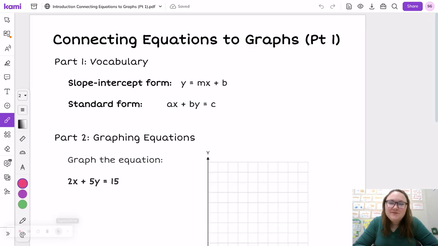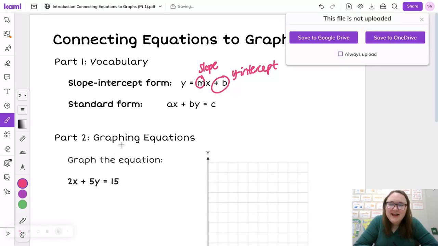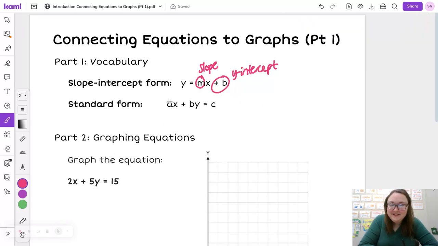In this lesson we're going to be talking about a different way you can graph some of the equations we've been looking at. First, some vocabulary. This first one we're already familiar with. It's slope-intercept form. In slope-intercept form we have learned it looks like y equals mx plus b, where the m in that formula always represents the slope of the line, and that b represents your y-intercept.